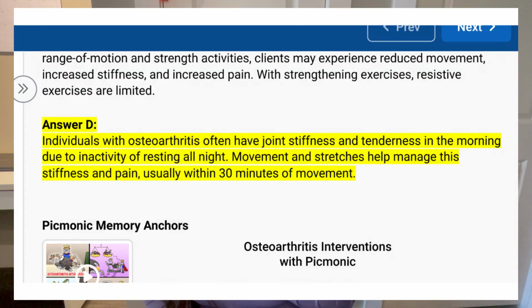Next, we have answer D. So it was not answer D because individuals with osteoarthritis often have joint stiffness and tenderness in the morning due to inactivity of resting all night. Movement and stretches help manage this stiffness and pain, usually within 30 minutes of movement.